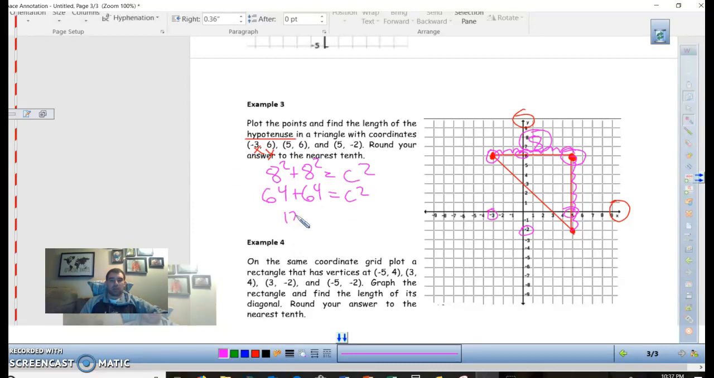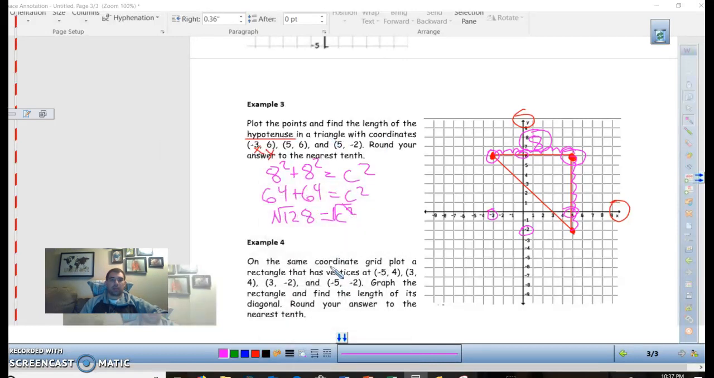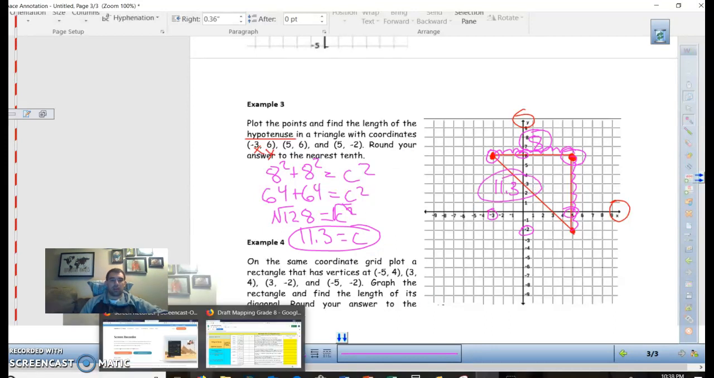So 128 equals c squared. Square root, we square root that, 11.3. So 11.3 is the distance of our hypotenuse of that triangle we just graphed.